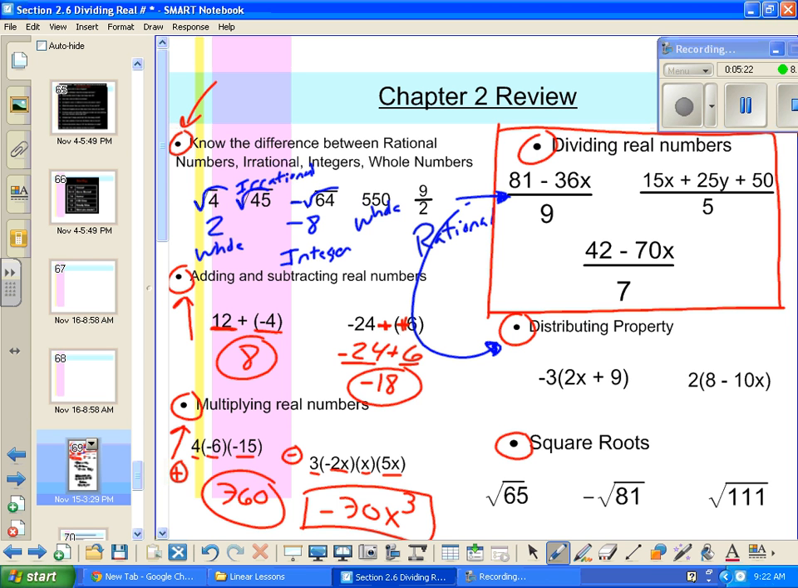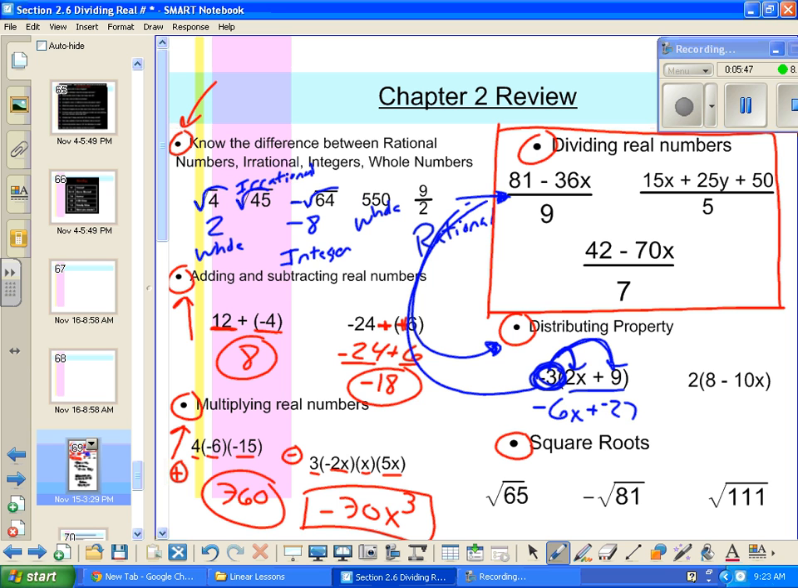I'm going to for a second jump down to this bullet point and tell you that this is kind of like distributing. If I have some expression in parentheses and I have -3 out front here, it means take -3 times each one of these numbers individually. So -3 times 2x gives me -6x. -3 times 9 gives me -27, I should say. So I can simplify that expression by multiplying each of those numbers by -3 separately.